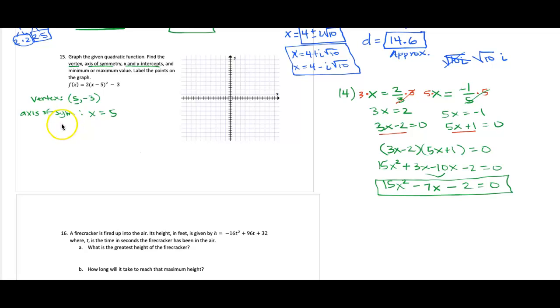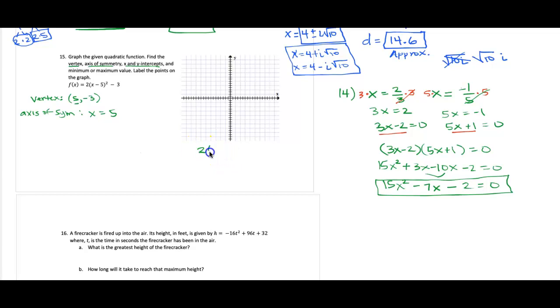Now to find my x and y intercepts, be really careful. A lot of times people say that the y-intercept is negative 3, and that's not the case because this isn't in standard form, right? So in order to do this next part, to find the x and y intercepts, it's going to be best to change this to standard form. So let me put this over here.